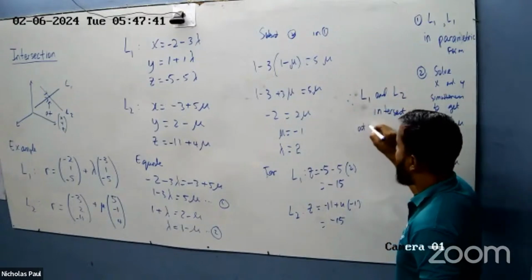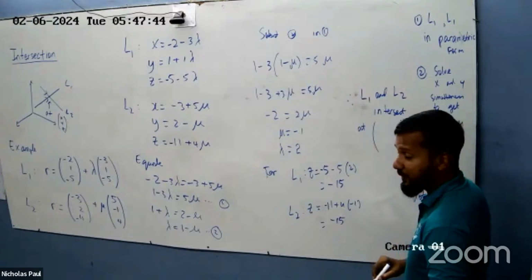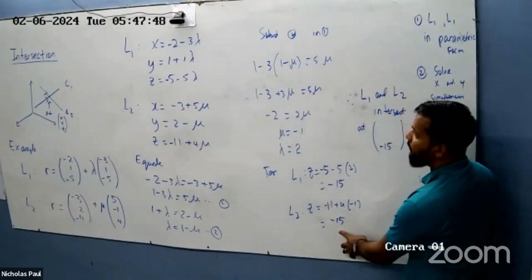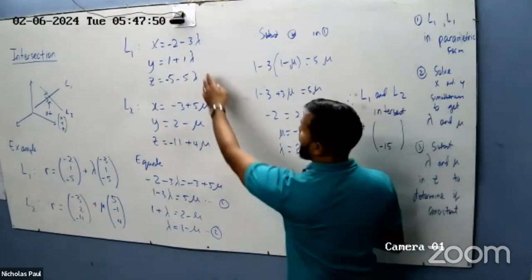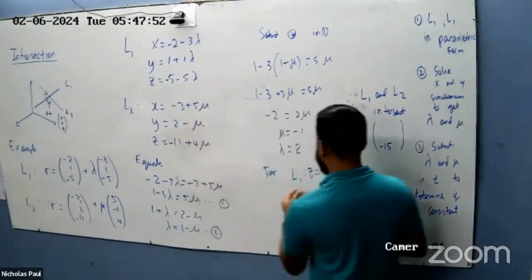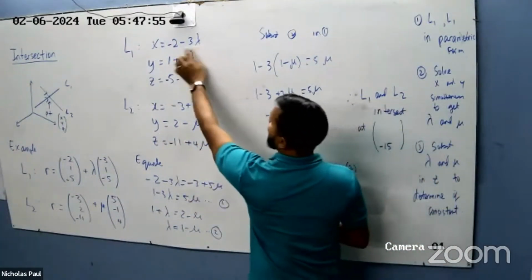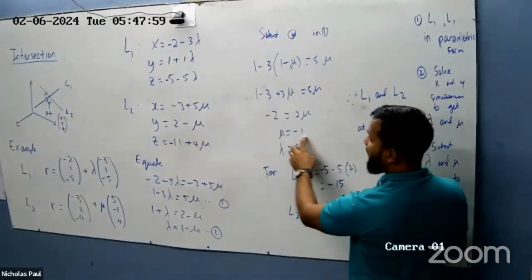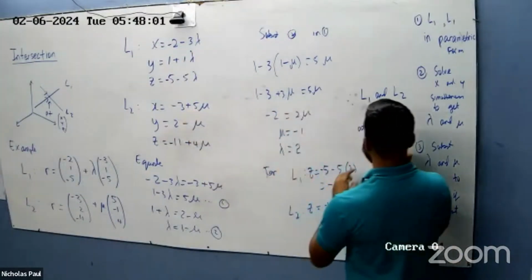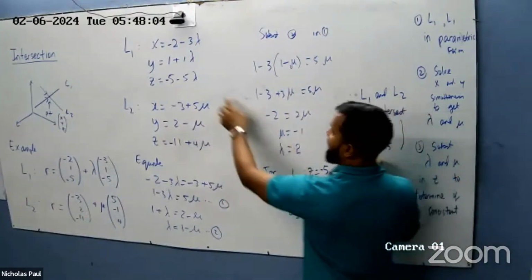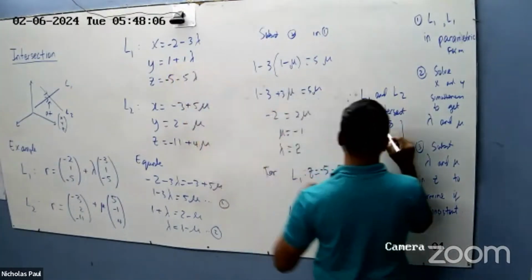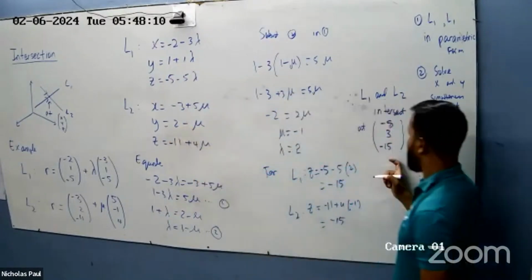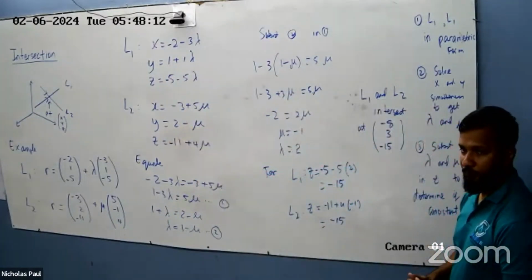And we can be more specific and tell them where it intersects. The Z value is minus 15. The X value is what? We could put lambda in here or put mu in here. Put lambda here now. You'll get minus 2 minus 6 is minus 8. If you put mu in here, you'll get minus 8 too. And then put it in here. 1 plus 2 is 3. Check it here again. 2 minus minus 1 is 3. So that's the point. All right?